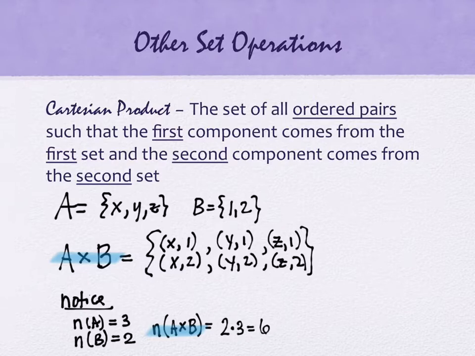Okay, so it is a true statement, if I put that all together, that the number of items in the Cartesian product is equal to the number of items in each individual set multiplied.